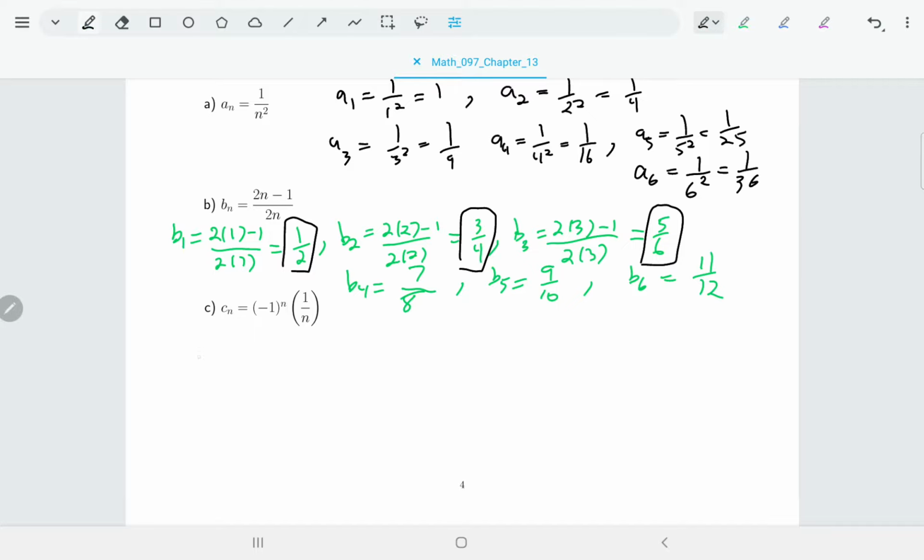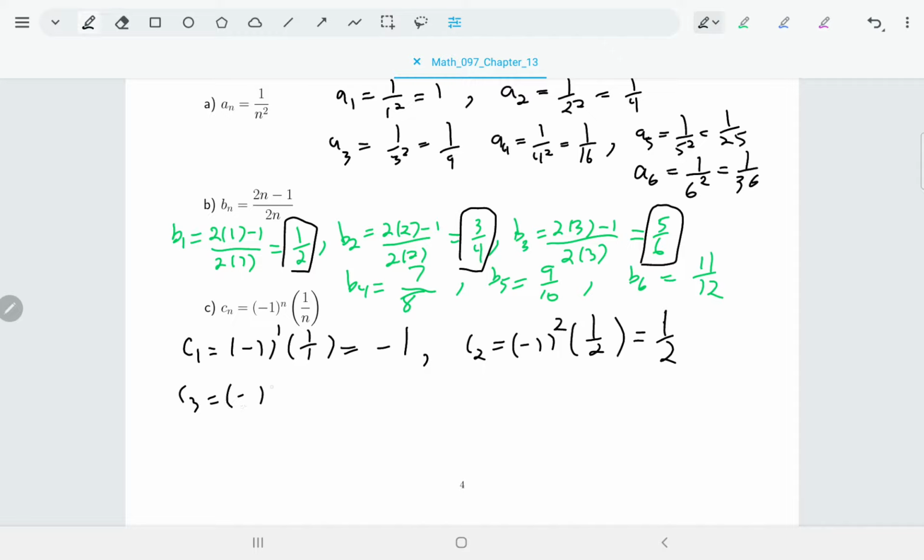Now we've got one last one to do here. That's cn. That's negative 1 to the n times 1 over n. So c1, that's negative 1 to the 1 times 1 over 1. That's just negative 1 over 1, or negative 1. c2, that's negative 1 squared times 1/2. Negative 1 squared is positive 1, so we'll get positive 1/2.